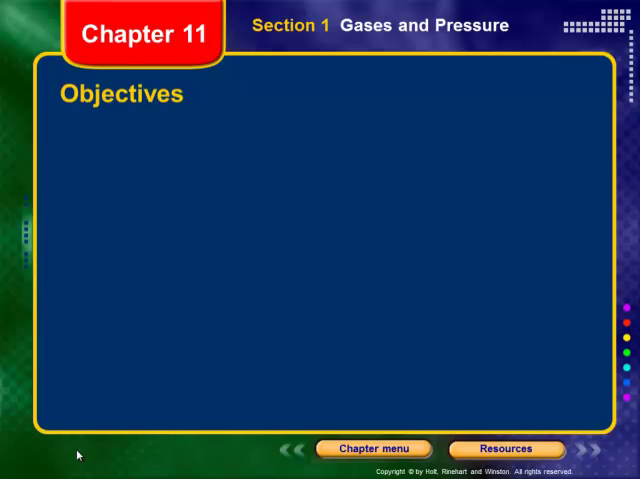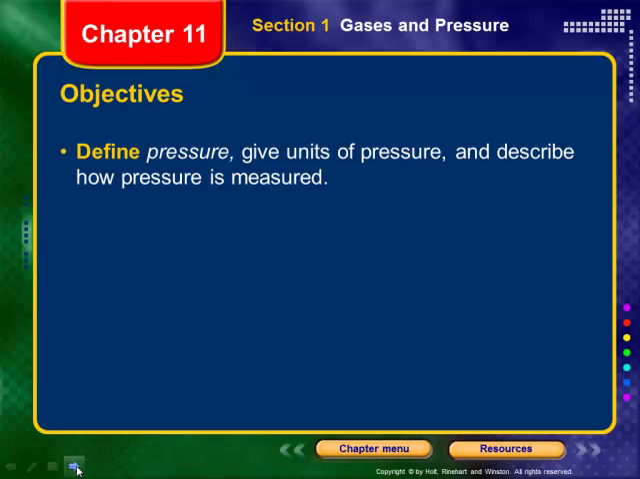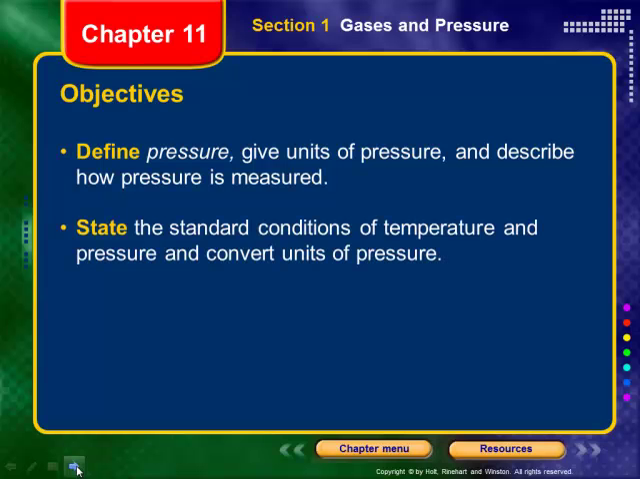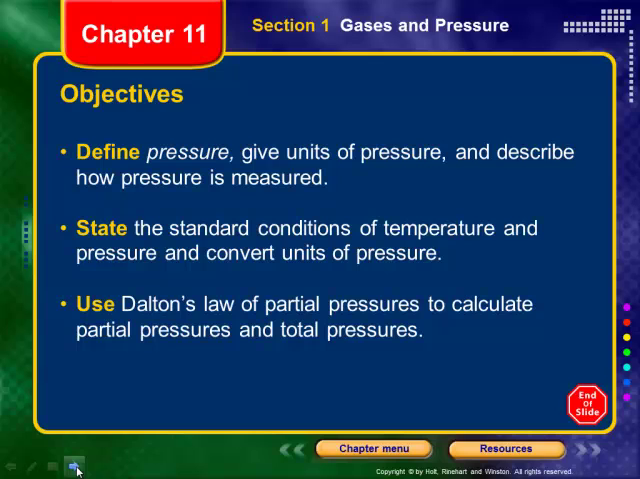Our objectives in this session are to define pressure, give units of pressure and describe how it's measured, state the standard conditions of temperature and pressure, and convert units of pressure from one set of units to another, and then use Dalton's law of partial pressures to calculate partial pressures and total pressures. You'll understand all of this a little bit later.